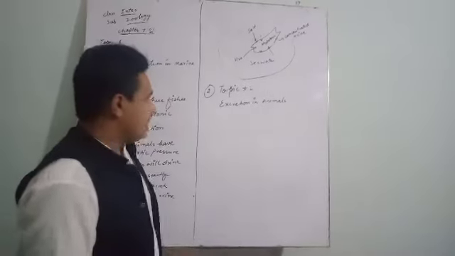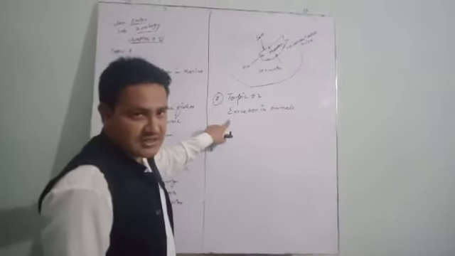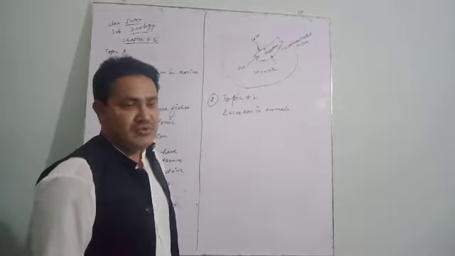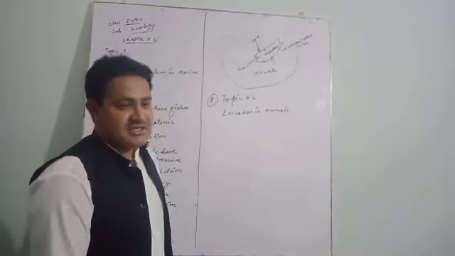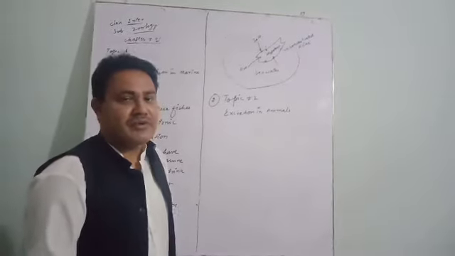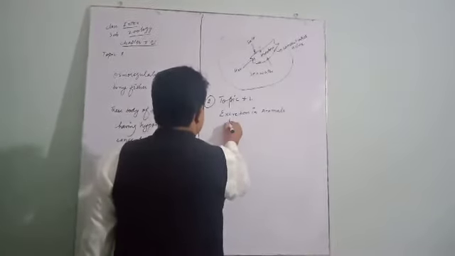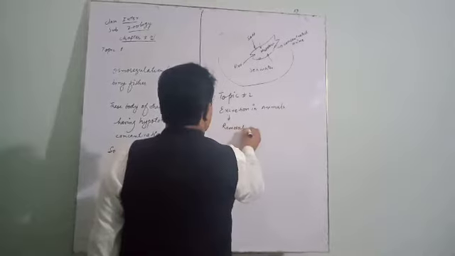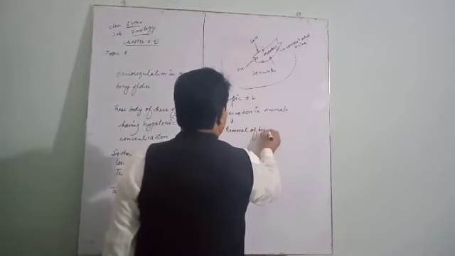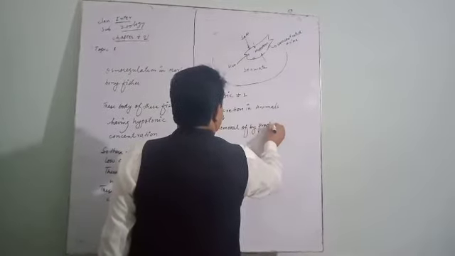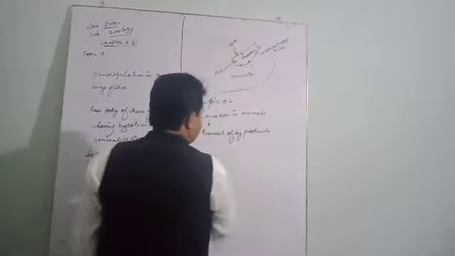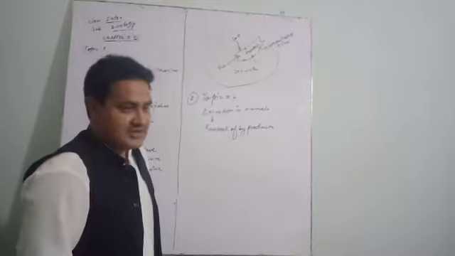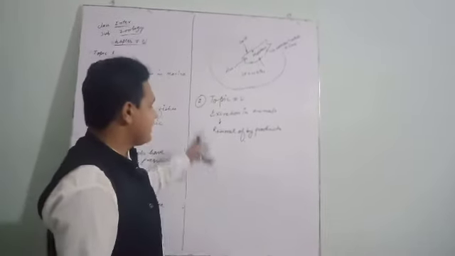First of all, we should define what excretion is. Excretion is removal of waste products, removal of byproducts, removal of toxic material from the body. Now the question arises: what are the toxic products, the byproducts, the excretory products?